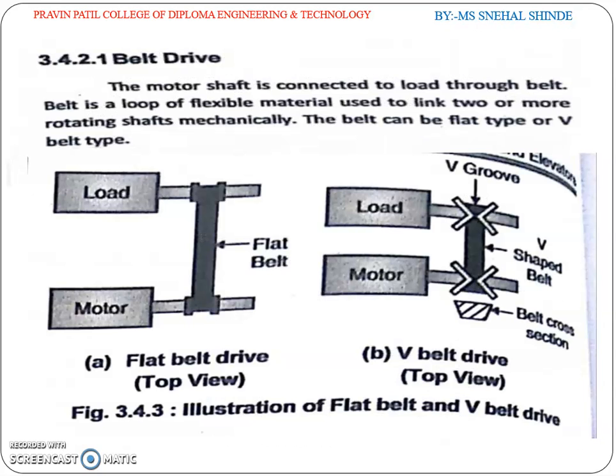Here we will see the belt drive. The belt drive is as shown in the figure. The motor shaft is connected to the load through the belt. A belt is a loop of flexible material used to link two or more rotating shafts mechanically. The belt can be flat type or V belt type.